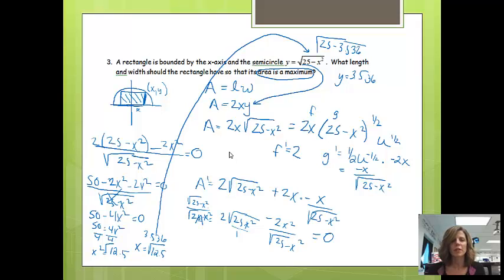So when it says what length and width should the rectangle have, length was equal to 2x. So our length is actually going to be 7.072, and then our width is going to equal the 3.536. Okay, so mostly notice that getting it set up was not the hard part. It was really all the algebra in between to getting to our answer. Hopefully now you can solve some optimization problems.